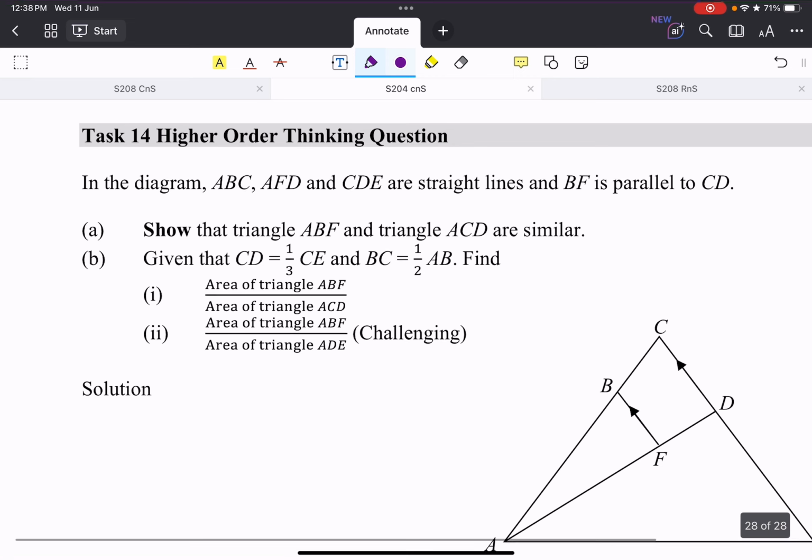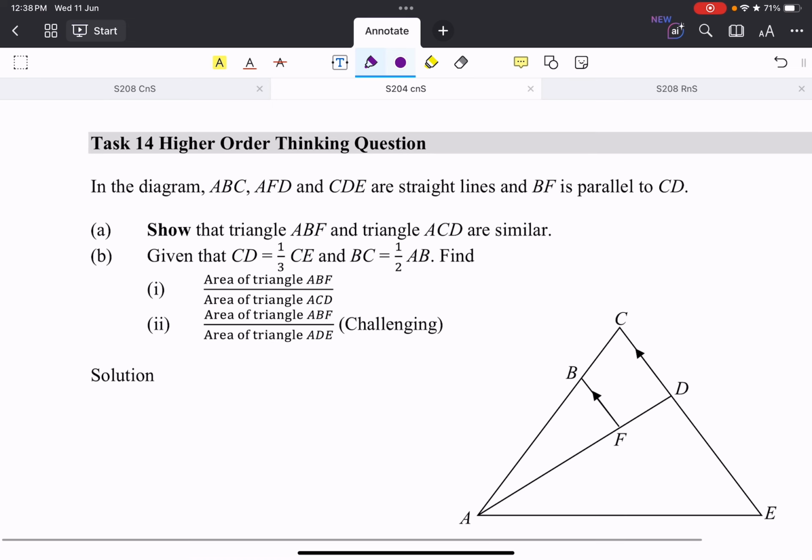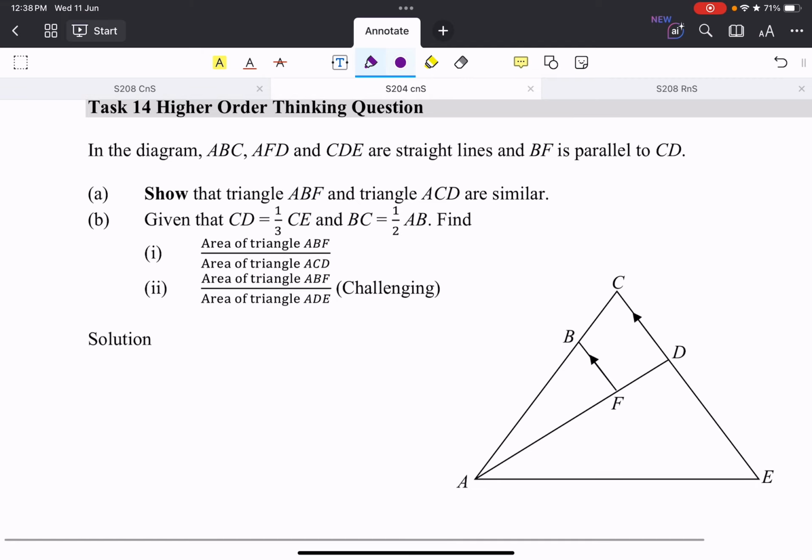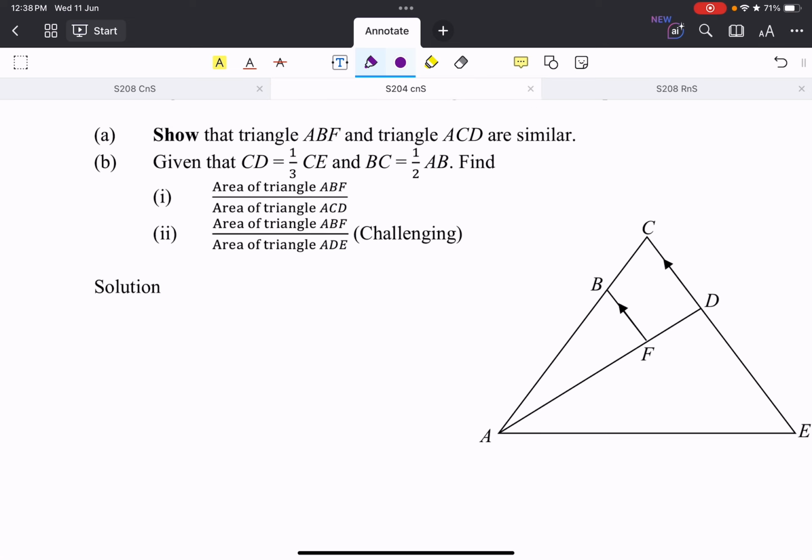Finally, we have Task 14. I'm not completed for the faster class as well, so let's go through this together. In the diagram, we have three triangles there. Very nice. We want to show that triangle ABF and triangle ACD are similar. This is fine, we can do this quite quickly.